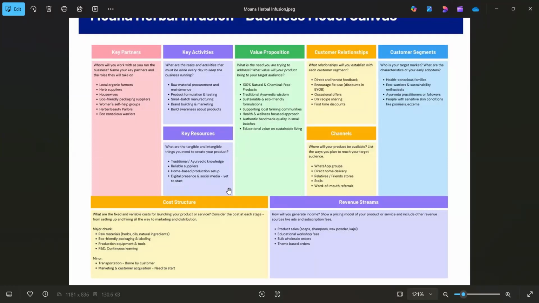Minor is transportation. We generally ask the shipping charges to be paid by the customers. So that is the minor chunk.